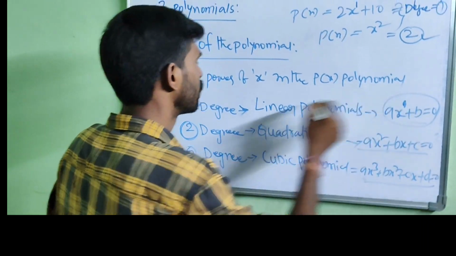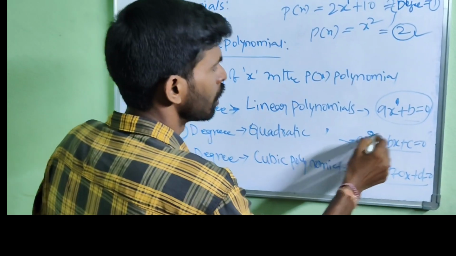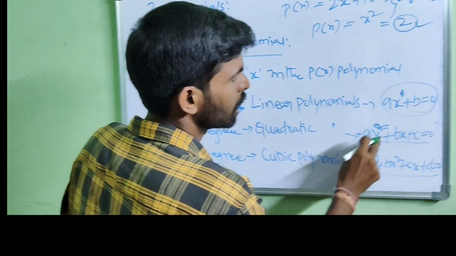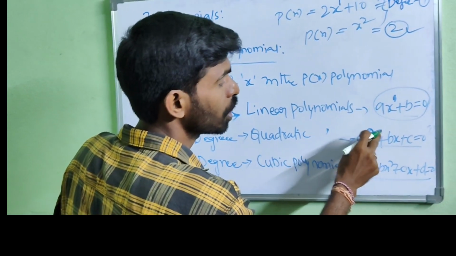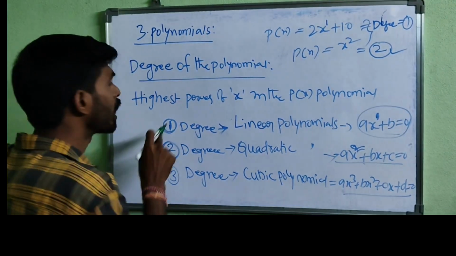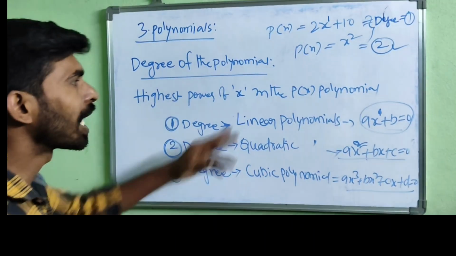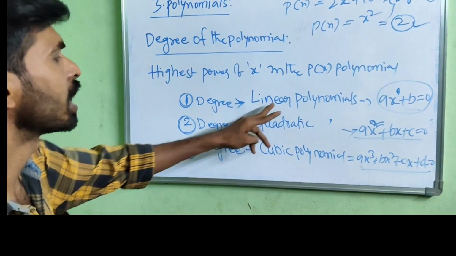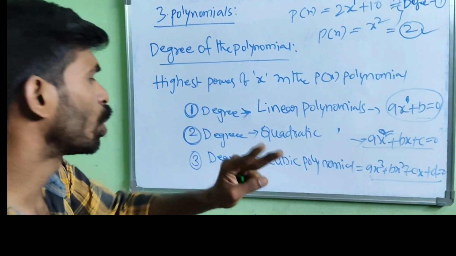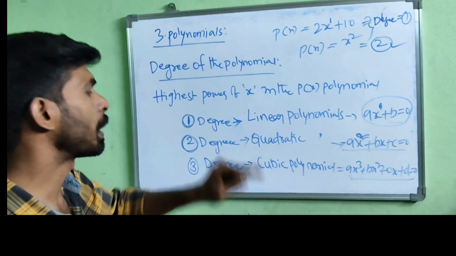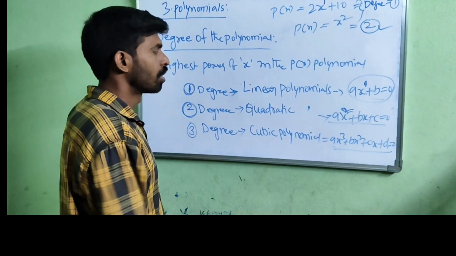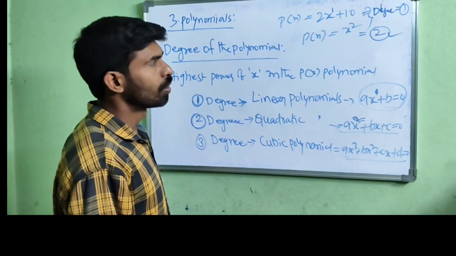So that is a linear polynomial. If the highest power of x is 1 here, and here it is 2. Okay, which is the highest power? 2. That's why we are taking it as the highest power of x in the P of x polynomial. That is the consideration. Linear is 1, quadratic is 2, cubic is 3. 3-dimensional, right? Okay. On that, this is forming.